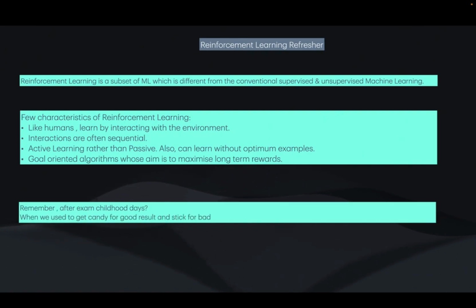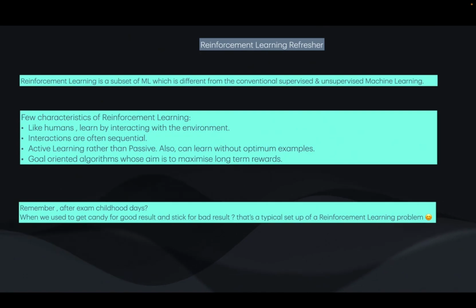Now, a typical reinforcement learning example: think of our childhood days after an exam. I hope you remember that. When we used to get good marks in the exam, we used to get candy from our parents or from the teacher. We used to get some positive reward. But if we performed badly, then we got a stick or some other treatment for the bad result. So this is a typical reinforcement learning problem. I hope you got an understanding of how the basics of reinforcement learning work.